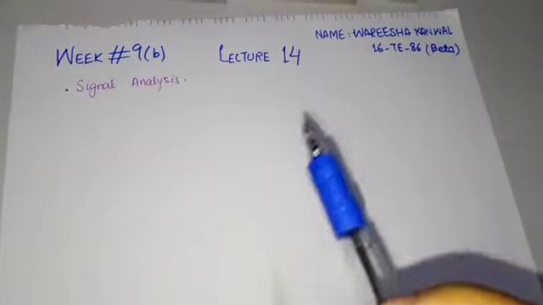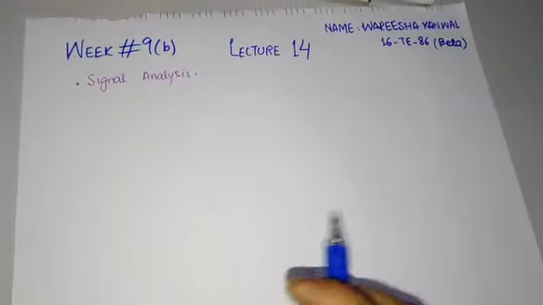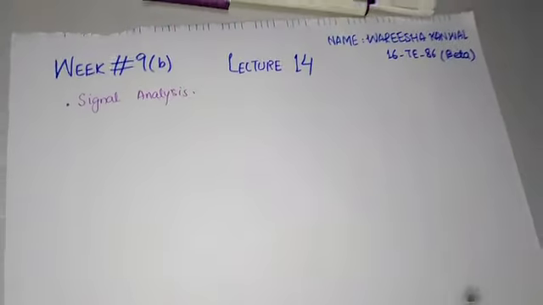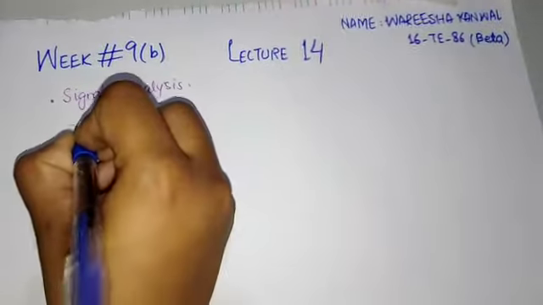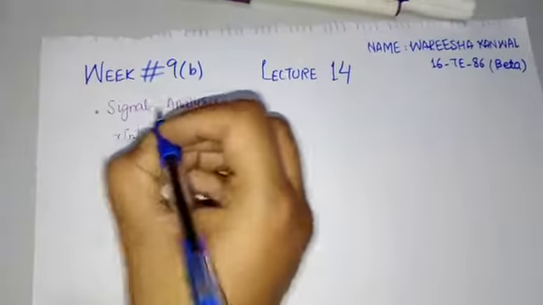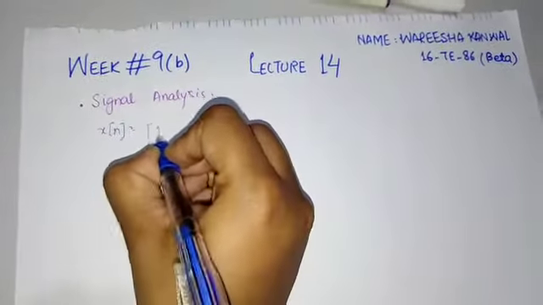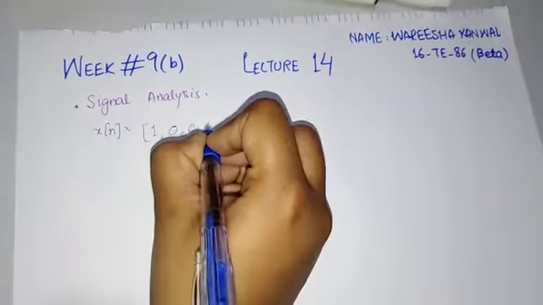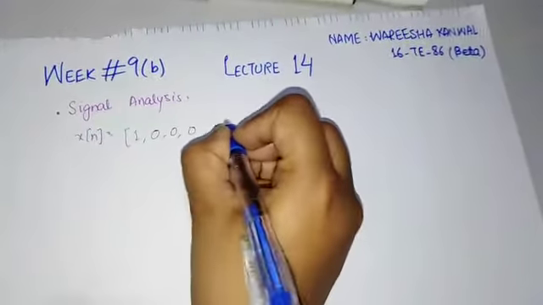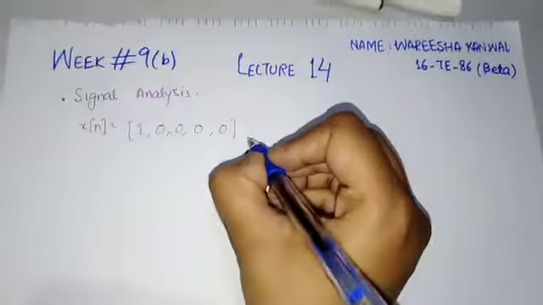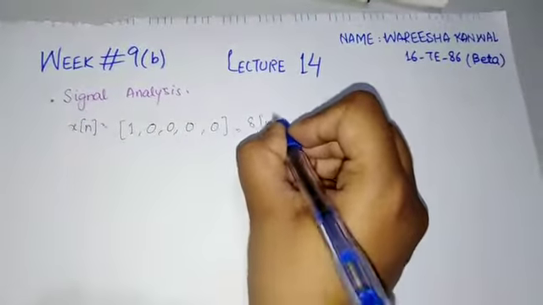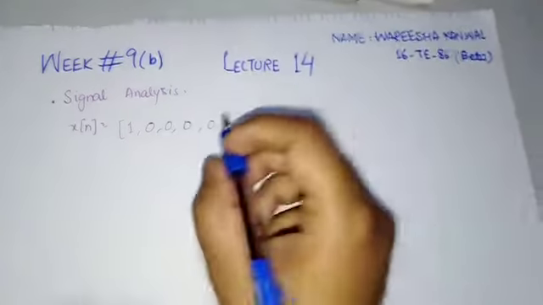Now we have lecture 14, which is about signal analysis and the sampling theorem. In signal analysis, let us consider the example x of n equal to 1, 0, 0, 0, 0. Here we have the impulse train, which is actually delta of n, but it consists of only 5 digits.